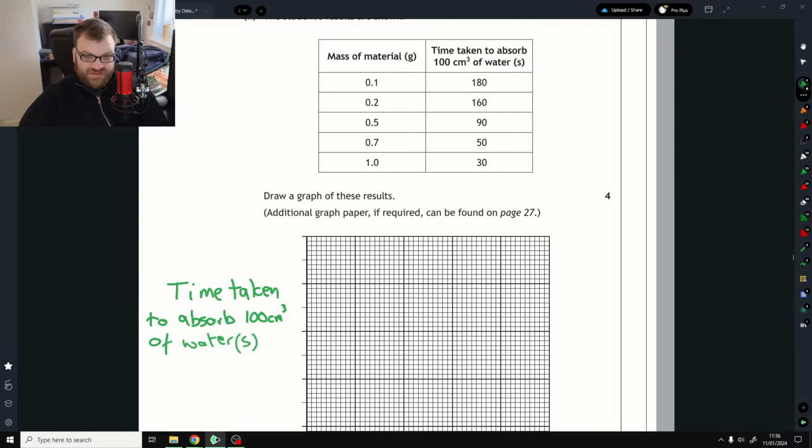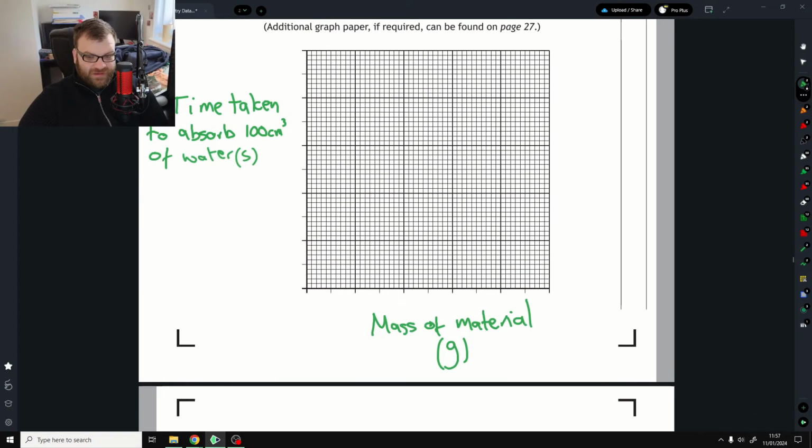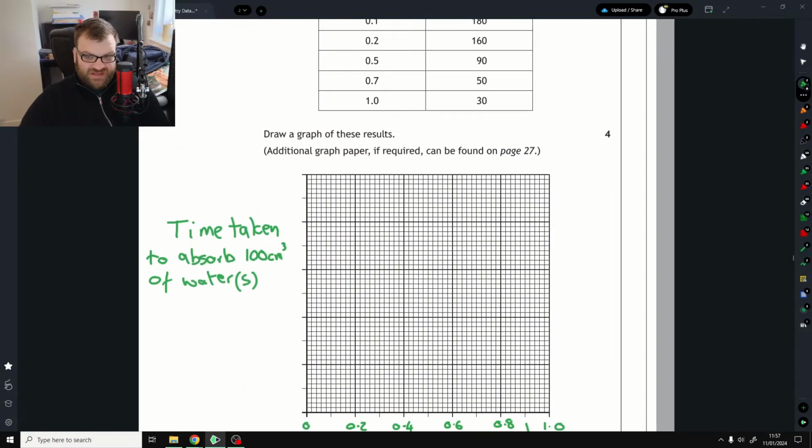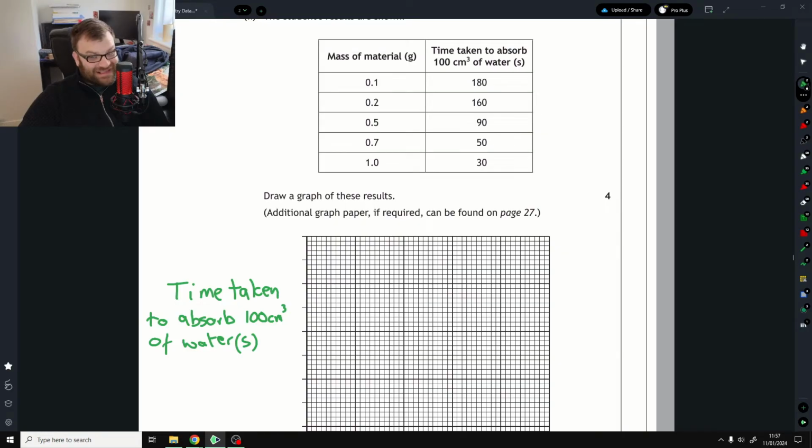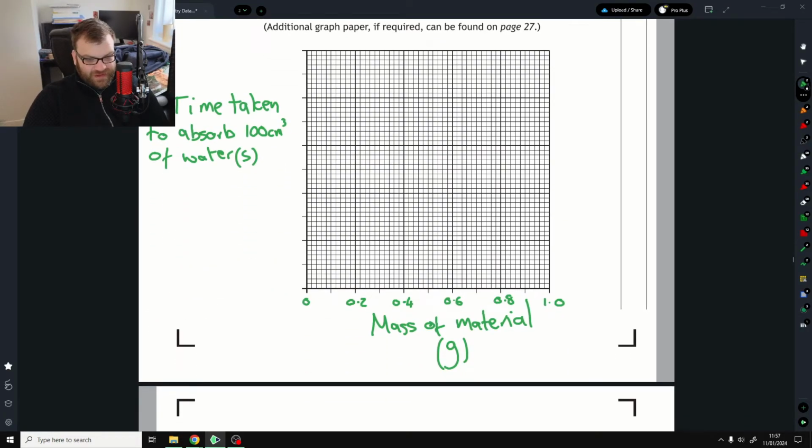That is in seconds. So along the bottom, our biggest number is going to be 1.0. We go up every 2 big boxes is 0.2. Next up, we've got 5 big boxes. So I'm saying this is a big box to play with. We need to get up to at least 180. If we go up in 50s, 50, 100, 150, 200, 250.